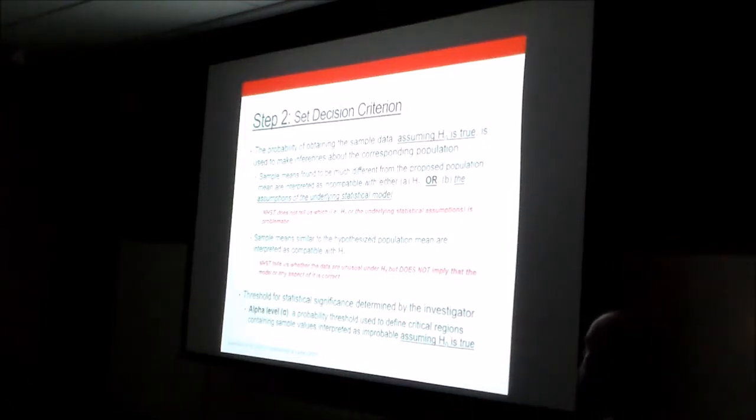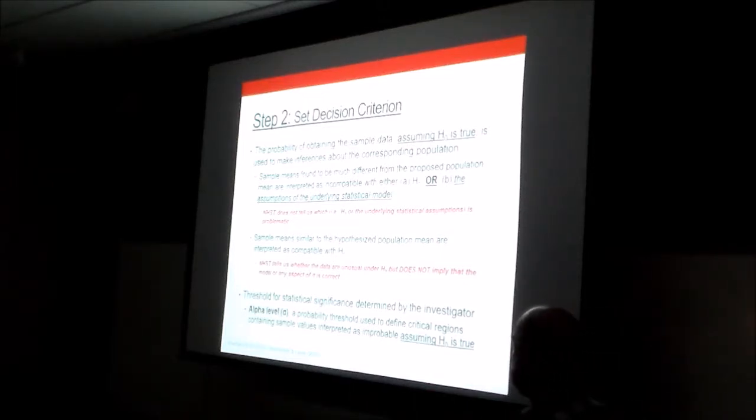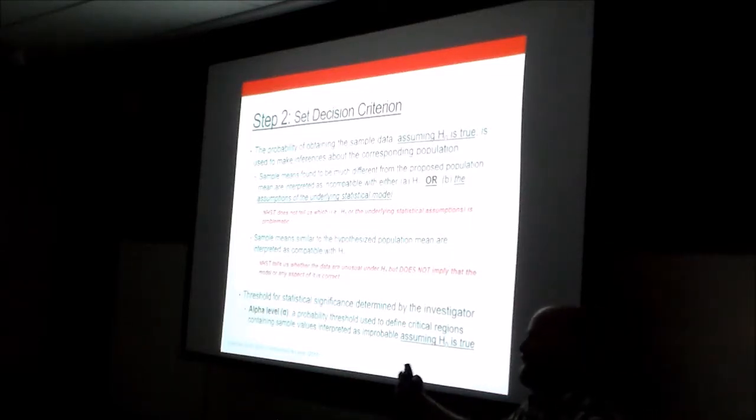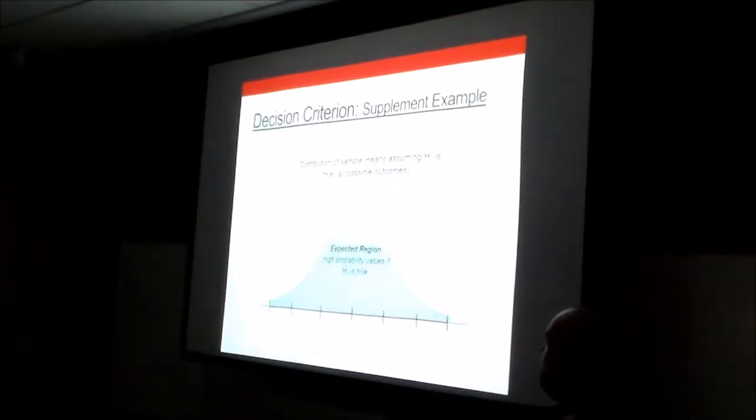In terms of setting our decision criterion, our threshold for statistical significance determined by you all, given as your alpha level, the probability threshold used to find your critical regions, this is where we're going to set our markers. If we get data that extends out beyond these values, we're going to say that these are data that are unlikely under the null hypothesis.